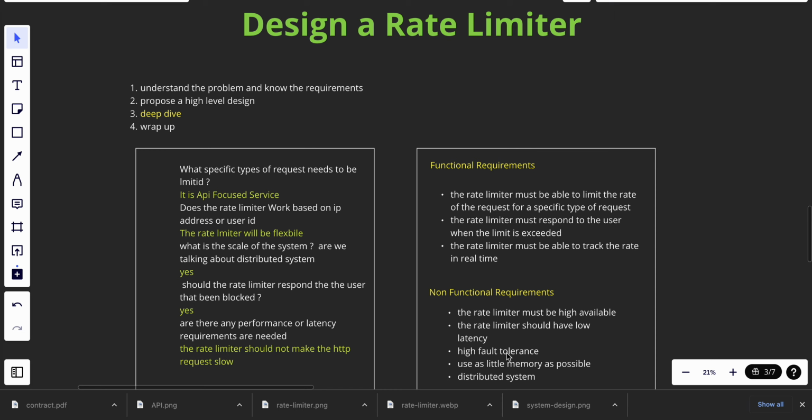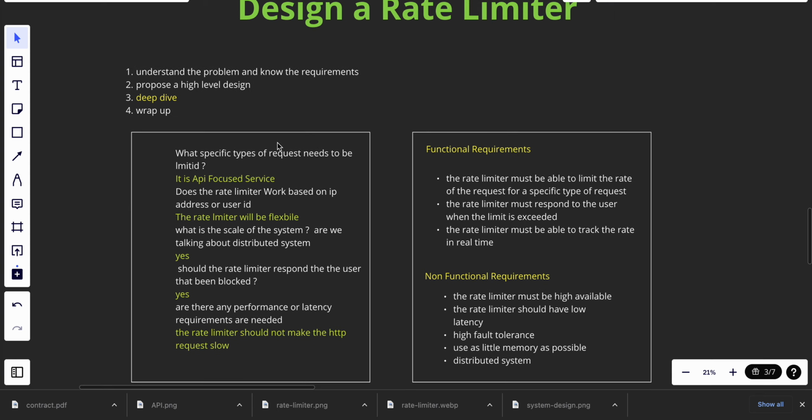Today we have talked about understanding the problem, and we talked about the proposed high level design. We're right now finishing the deep dive. If you didn't watch the previous videos, I highly recommend watching them. If you did and just want a quick recap, I will make a quick review here.